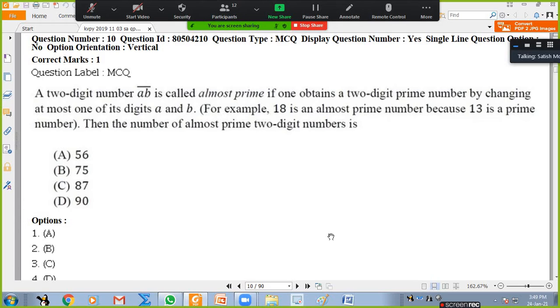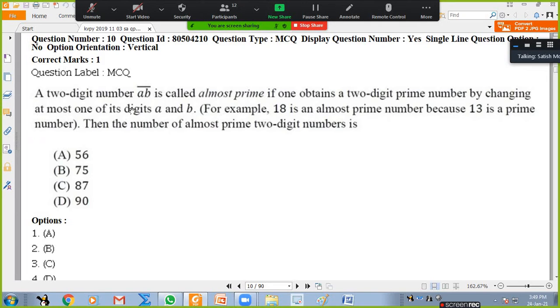Basically what this 10th question is saying is they're defining a new word, almost prime. If a prime number and a number which is not a prime have the same tens digit, they are almost prime. If they have the same units digit also, they are almost prime. For example, they give 18 and 13, they are almost prime. That is, 18 is almost prime because 13 is a prime and 13 and 18 have the same tens digit.